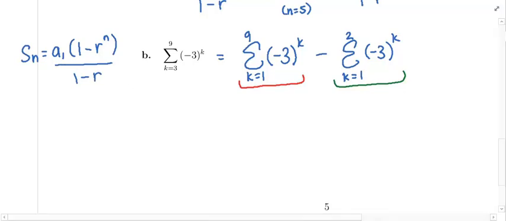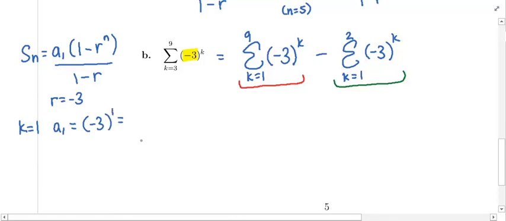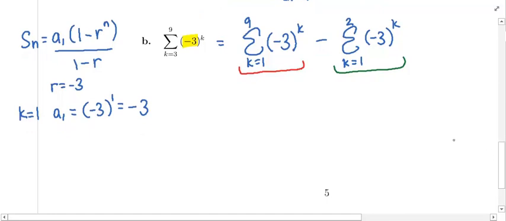Okay, here we need to realize that our r value is -3. Let's go ahead and figure out a1 because we're going to need it. a1 is the first term in the sequence. So we would go here and let k equal 1. So let me write that. If k equals 1, that's what we plug in to get the first term, a1. This is going to be -3 to the first power, so this just means it is -3. All right, so now that we have that information, we can plug in.